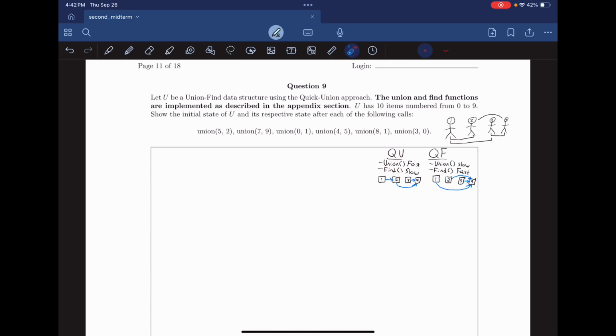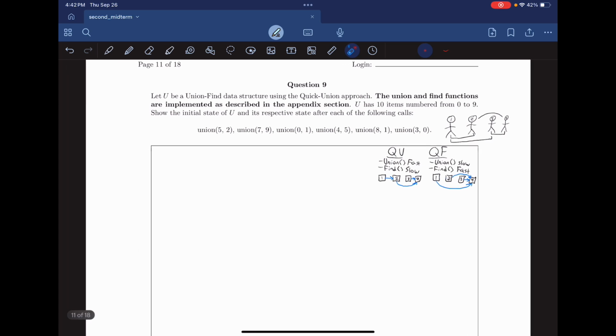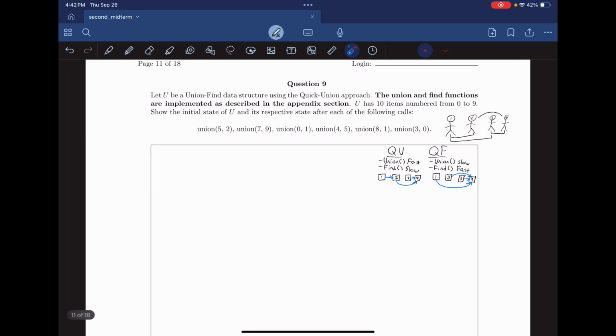So the question itself says, let U be a union find data structure using the quick union approach. The union and find functions are implemented as described in the appendix section. Real quick, I want to remind you guys, if ever a question tells you that the functions implemented are described in the appendix section, use the appendix section. It will help you, I promise.